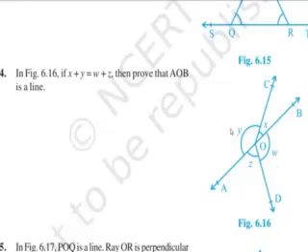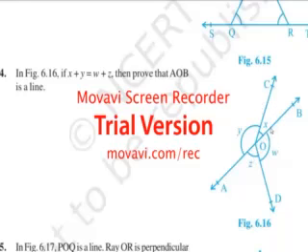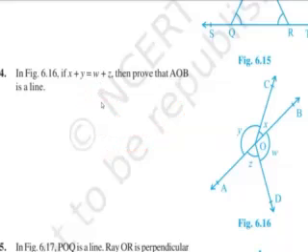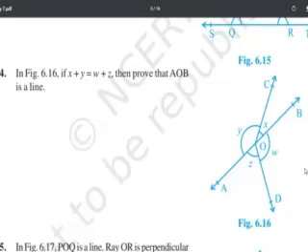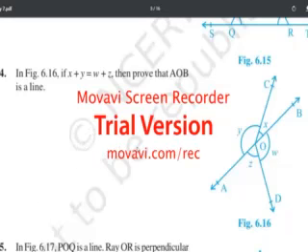Now x plus y is equal to w plus z. Simply, since x plus y is equal to w plus z, you can write w plus z in place of x plus y also. W plus z plus w plus z is equal to 360 degrees. Then you can write 2w plus 2z is equal to 360 degrees. Then you take 2 common: 2 times w plus z is equal to 360 degrees.